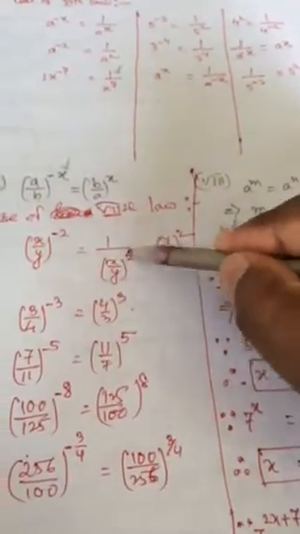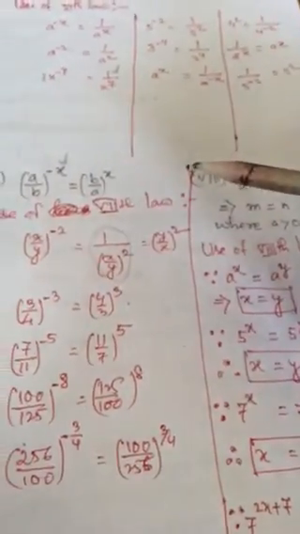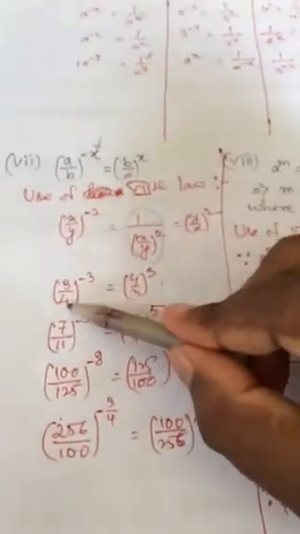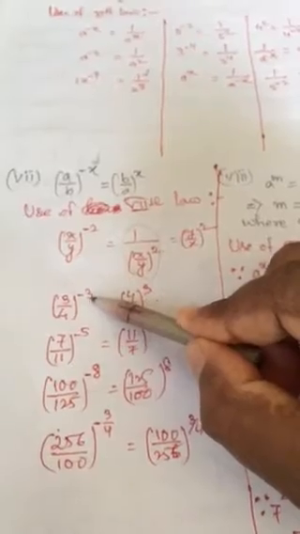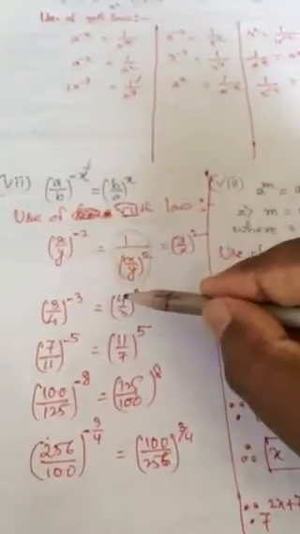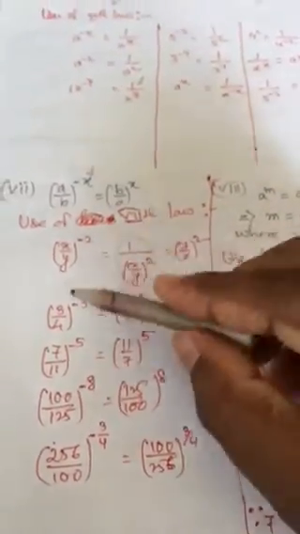So how is it done? It is done here. This step is no need to do, it is just to understand. 3 by 4 to the power minus 3 can be written 4 by 3 to the power 3, because the form is changed into its reciprocal.